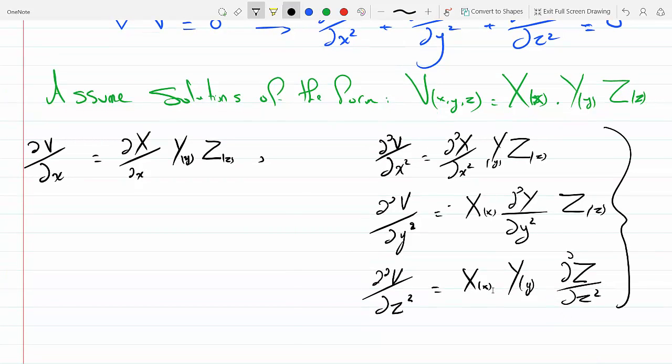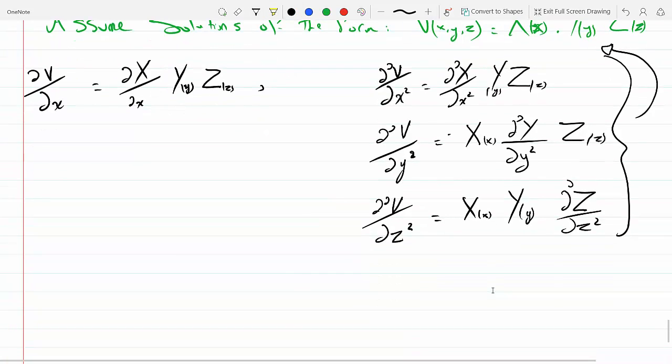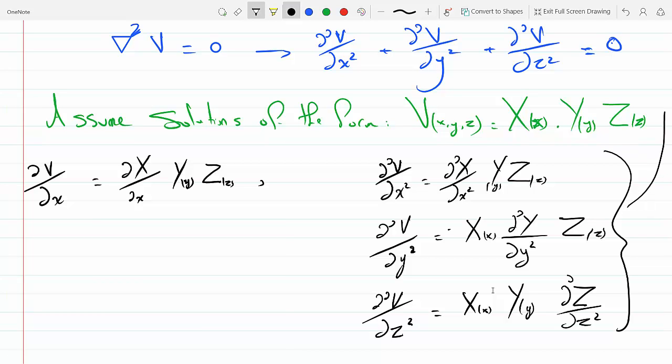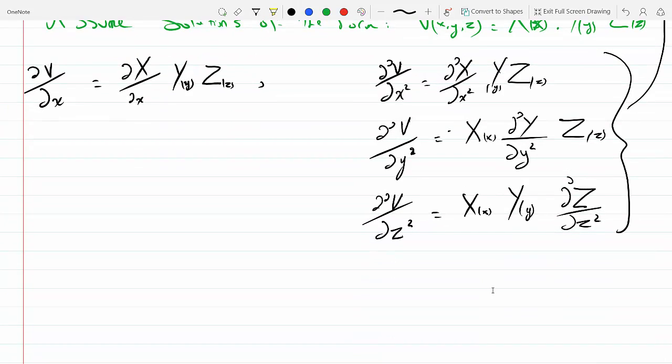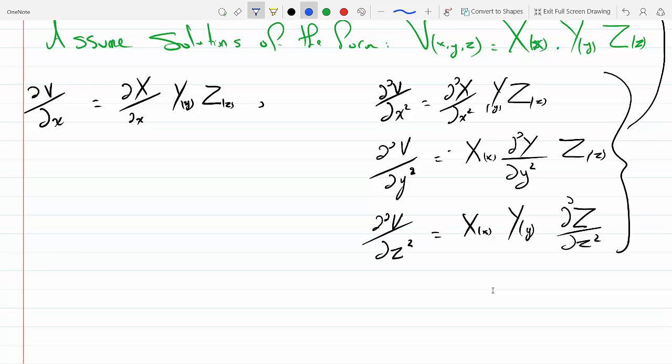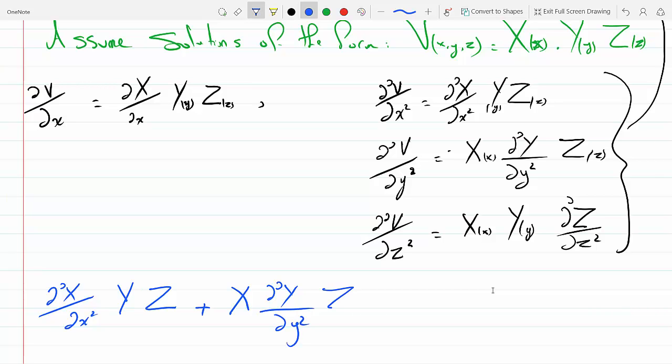Okay, and now I will take this and plug them into the differential equation, Laplace's. If I do that, the first one is d squared X over dx squared times Y Z. I'll drop the small x's, y's, and z's just to avoid clutter. Plus the second one, X d squared Y over dy squared Z, plus X Y d squared Z over dz squared equals 0.